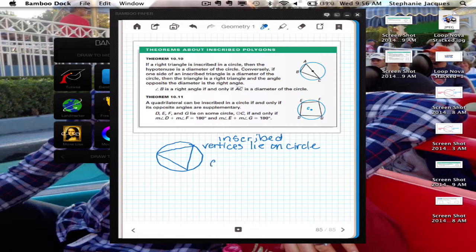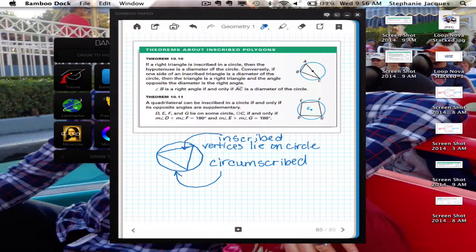But circumscribed means the shape on the outside. So in this case, the circle would be the circumscribed shape. Circumscribed, sorry. And the triangle would be the inscribed shape. Let's look at some theorems.